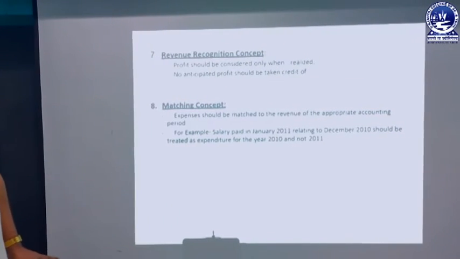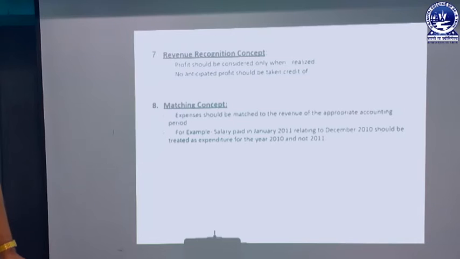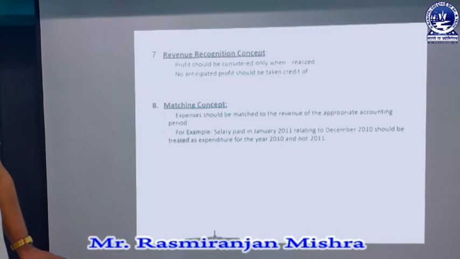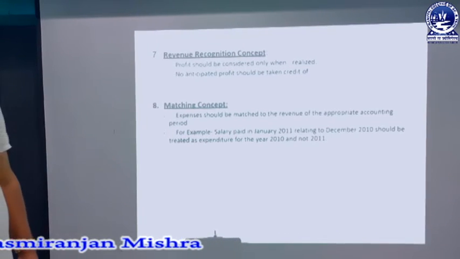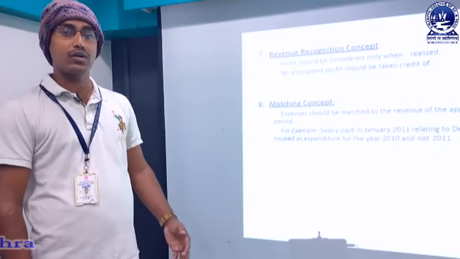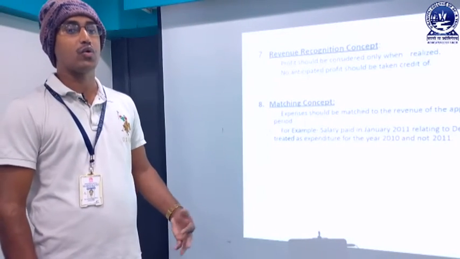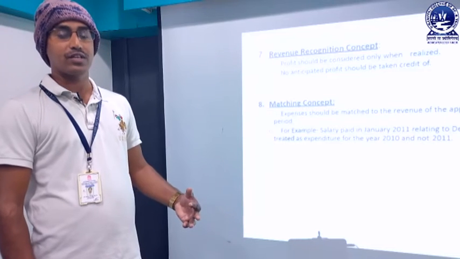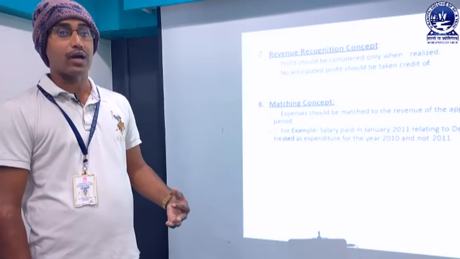Then the next one is the matching concept. Expenses should be matched to the revenue of the appropriate accounting period. For example, salary paid in January 2011 relating to December 2010 should be treated as expenditure for 2010, not for 2011. So the matching concept means we must match the revenue with expenses. So the exact amount of revenue with expenses should be matched to find out the actual profit.